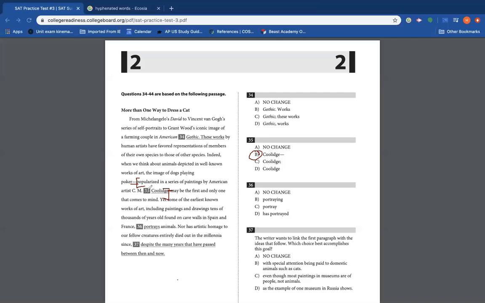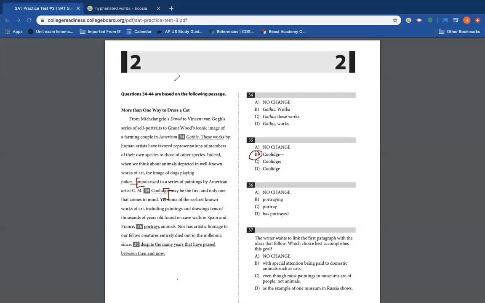But when we add this dash, you might say it works like commas, but unlike commas, you see how this phrase, popularized in a series of paintings by C.M. Coolidge, is loosely related. It's not really related, but it's kind of related to the point. They bring up American artist C.M. Coolidge, even though he doesn't actually have any significance in the passage. They're just bringing this up to connect some very loosely related information into the sentence. So that's how to use dashes. If you want to bring up something that's not really related, you would include dashes. Dashes work like commas and parentheses.